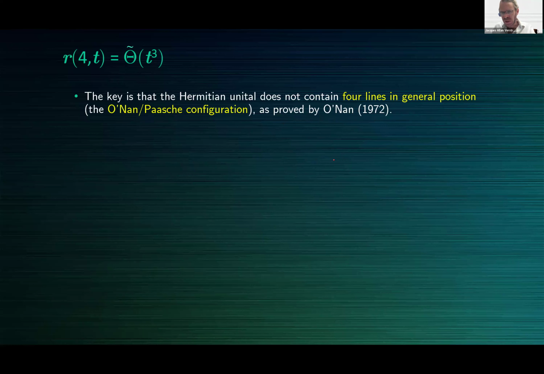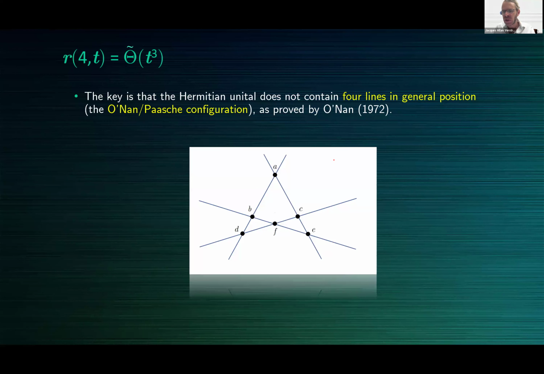And the miracle is that this Hermitian unital, unlike all unitals, but this particular one, does not contain four lines in general position. And the four lines in general position correspond to that picture that I drew before, the one subdivision of K4. That's what they look like. Why are there no four lines in general position? We went to the original paper of Michael Önan from the 70s, which proves this. And I decided this can't be the way to prove it. No disrespect intended, but the proof was extremely long and group theoretic. And sometimes laziness pays off.